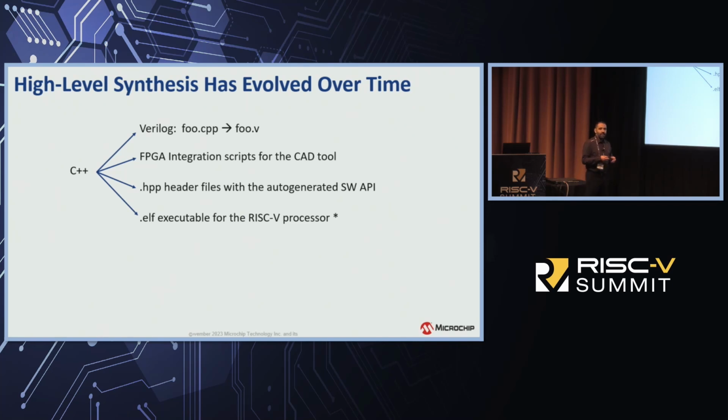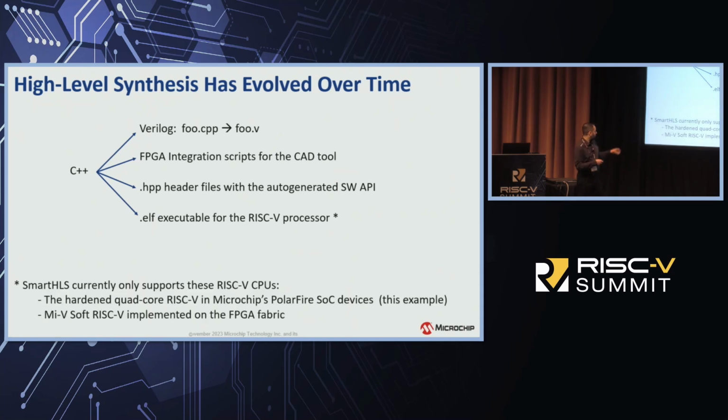And also, from the same C++ description, part of the C++ is compiled by the RISC-V software compiler for the processor, and part of the C++ code can be compiled and run on the FPGA fabric. This is the so-called partitioning. At the moment, SmartHLS, which is Microchip's high-level synthesis tool, supports the quad-core RISC-V processor in Microchip's PolarFire SoC devices, which is used in the example that I'll show you in a bit. But we also support the automatic integration of accelerators into a soft-core RISC-V processor on the FPGA fabric.